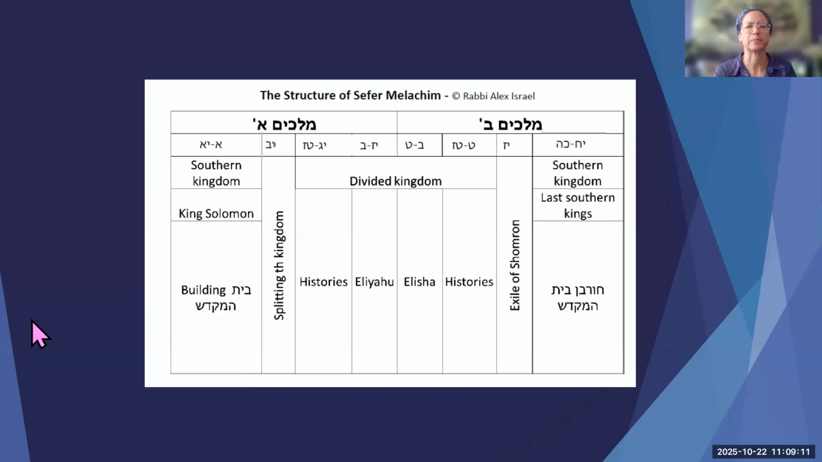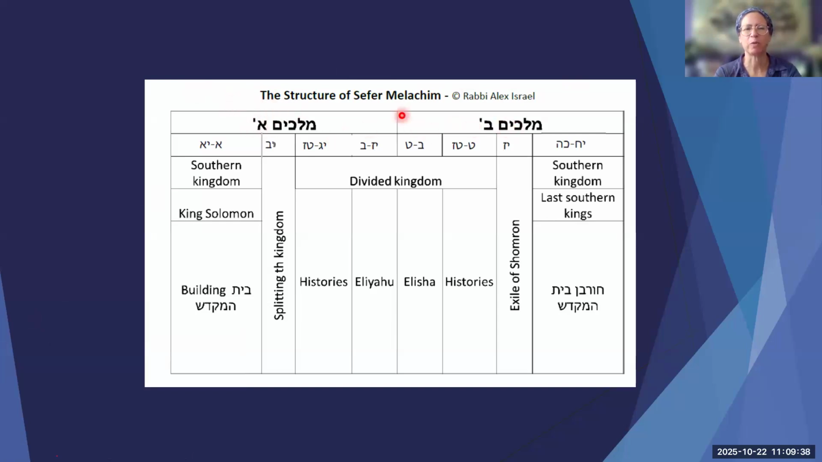Here we go. Okay. So the structure of Sefer Melachim: you can break up any Tanach or any literature book in any way that's convincing. This is the one that I think is, at least structurally, pretty, that Rabbi Alex Israel wrote in his book on Melachim. The reason it's pretty is because he set it up this way. It looks very symmetrical, which is also always pleasing to the eye. So let me show you what we're doing.